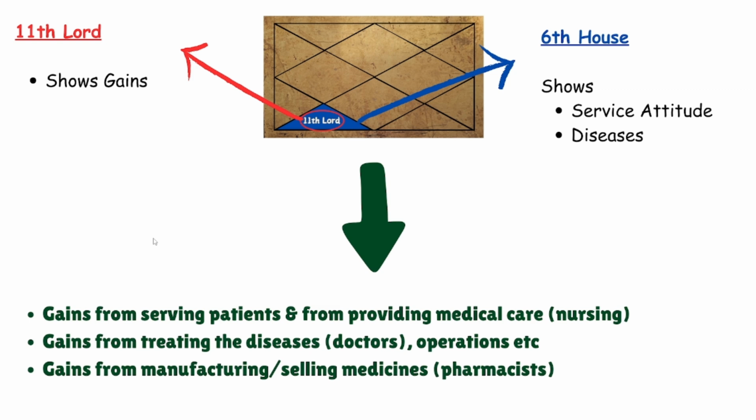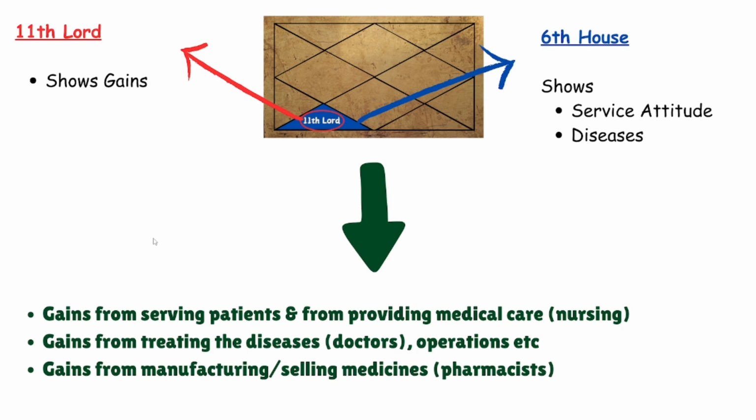11th lord shows gains, and the 6th house is a house of service and a house of diseases. So you can gain from serving patients, serving people who are ill. You can provide them medical care in the form of nursing, giving care to the patients. You can gain from treating the diseases. You can be a doctor, work in operations and all those things.